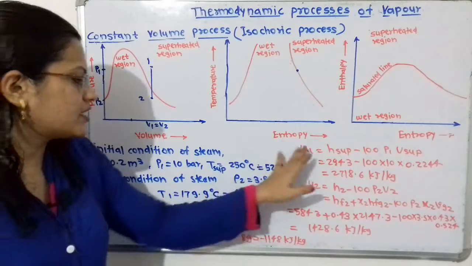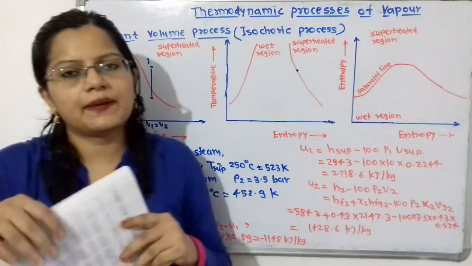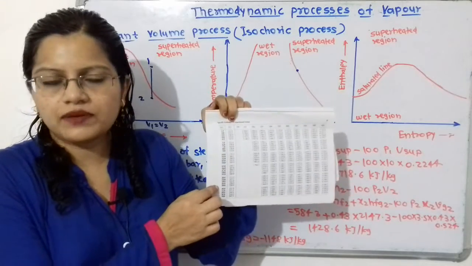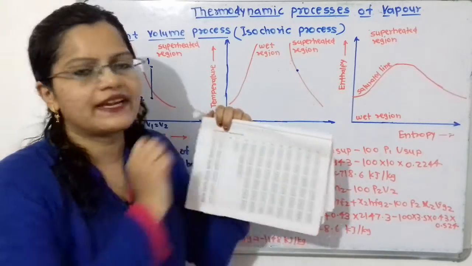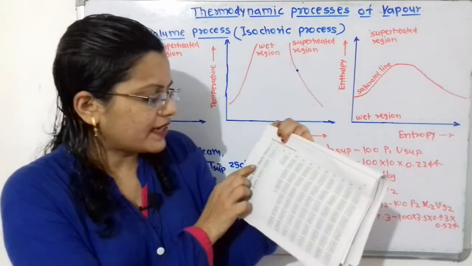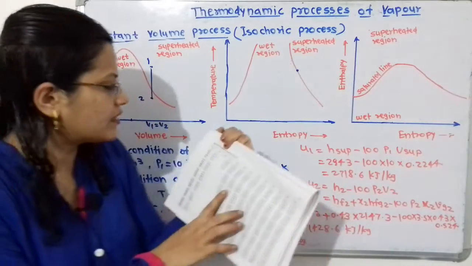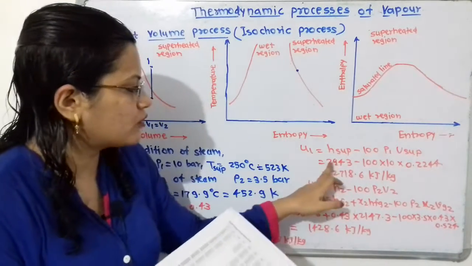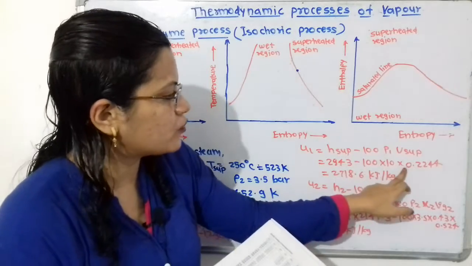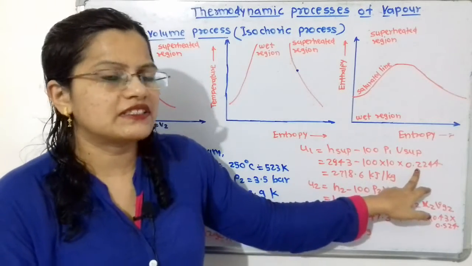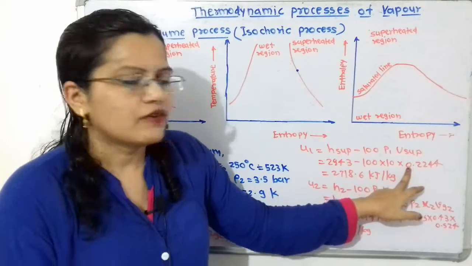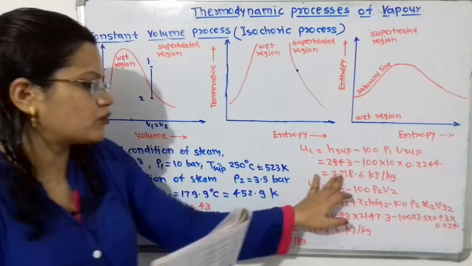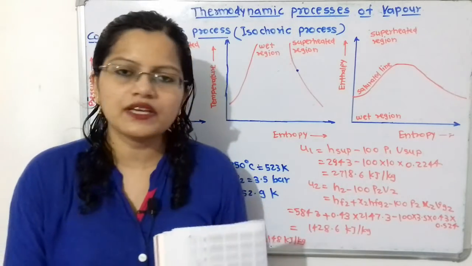Now here, the initial condition pressure is 10 bar and temperature is 250 degrees Celsius. So on the vertical line in the first column pressure is given and on the horizontal line temperature is given. At 10 bar and 250 degrees Celsius, the enthalpy is given as 2943. So we have to take 2943 minus 100 into 10 into V superheated. V superheated we have calculated earlier as 0.2244. So U1 is equal to 2718.6 kilojoule per kilogram.